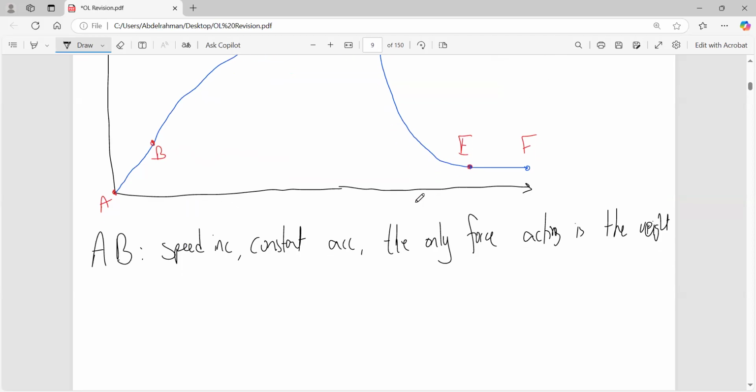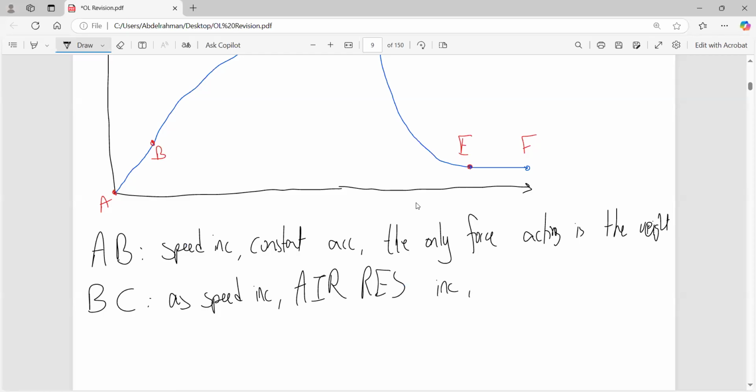Starting from B, what happens here? We need to say some very specific details. Starting from B, his speed starts to increase. When his speed increases, what happens? The air resistance also increases. You have to say it: as speed increases, air resistance increases. This is a resistive force.